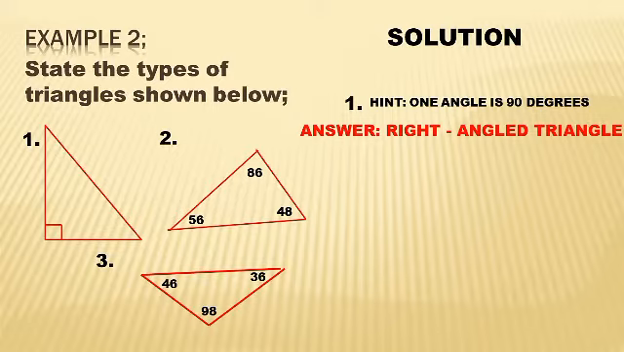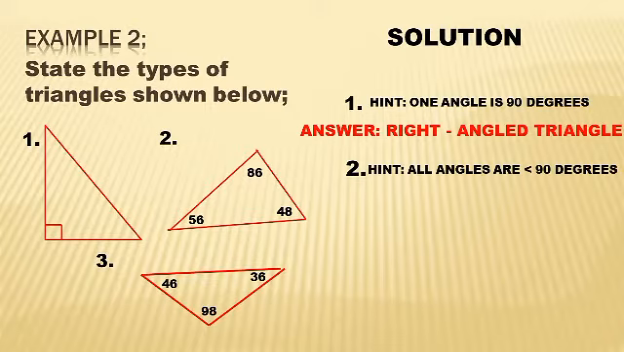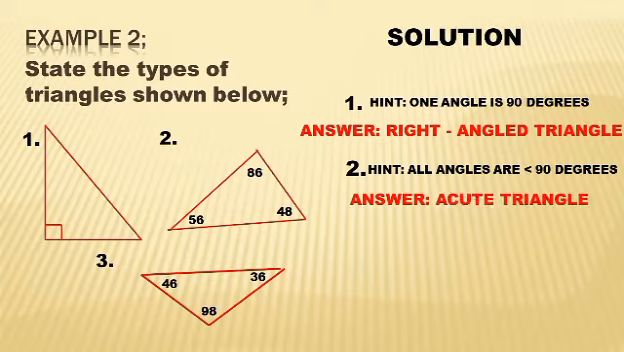Now, number 2, we have all the angles less than 90 degrees. All the angles in number 2 are less than 90 degrees. And remember, the type of angle that is less than 90 degrees but greater than 0 degrees is called acute. This means that the answer to number 2 is acute triangle.